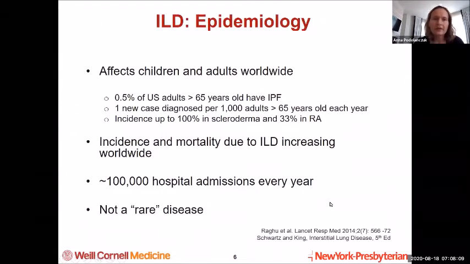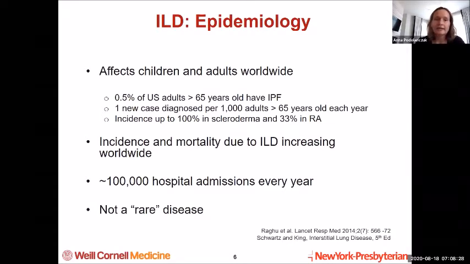So in terms of epidemiology, ILD affects both children and adults worldwide. However, it's fairly rare in children and mostly confined to some genetic syndromes. It's primarily a disease of middle-aged and older adults. There are some younger adults with specific conditions that can also get it.